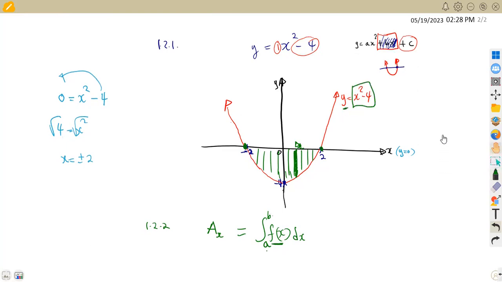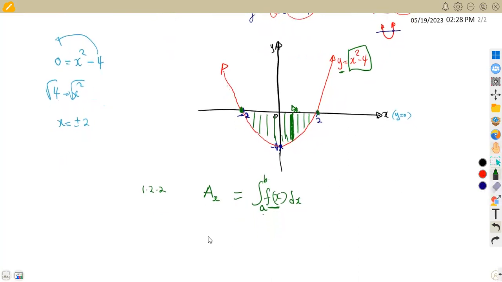You find this formula in your formula sheet written as the area with respect to x is the integral of y with respect to x. They are saying this y is f of x. That's what they're trying to say. So y is simply this part, f of x, which is x squared minus 4. And a and b are the limits, the lower limit and the upper limit. So our lower limit is -2 in the x-axis and the upper limit is 2. You take the limits in the x-axis.